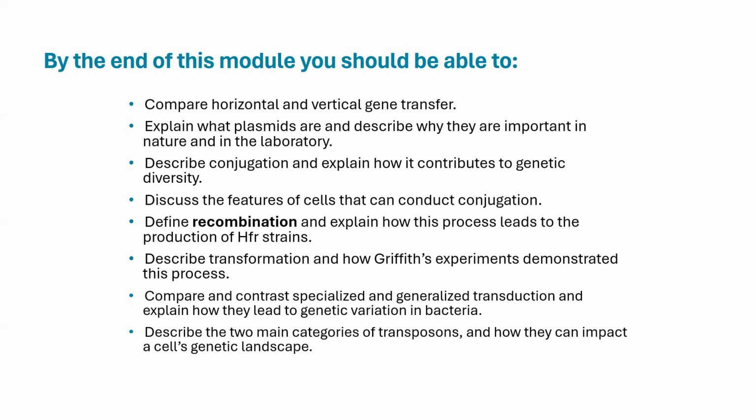By the end of this module, you should be able to compare horizontal and vertical gene transfer, explain plasmids and why they're important in nature and lab, describe conjugation, explain how it contributes to genetic diversity, discuss the features of a cell that can conduct conjugation, define recombination, explain how this process leads to production of HFR strains, describe Griffith's experiments, compare and contrast specialized and generalized transduction, and describe the two main categories of transposons.